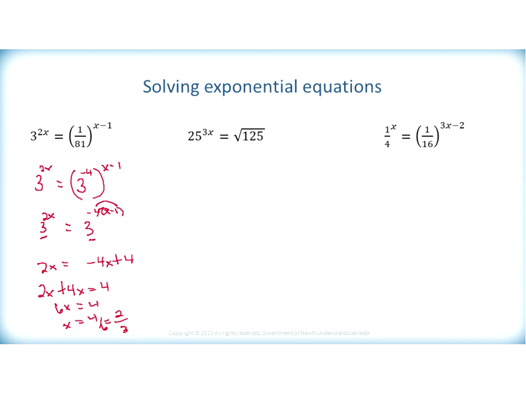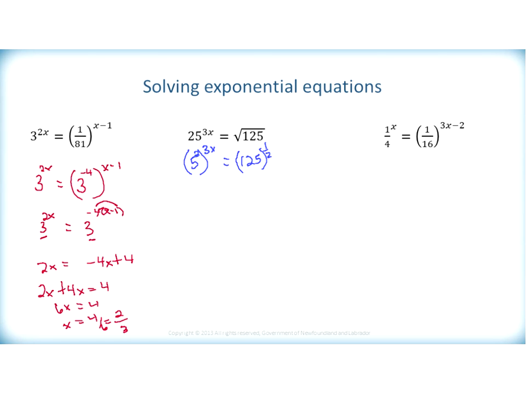Let's look at the next equation. We're looking at bases of 25 and 125. And we have a radical here. So we know there's going to be fractional exponents over on this side. We ask ourselves, what can we write 25 and 125 as a base of? When we continue, we have 5 to the 2, all to the 3x. It's going to equal 125 to the power of 1/2.